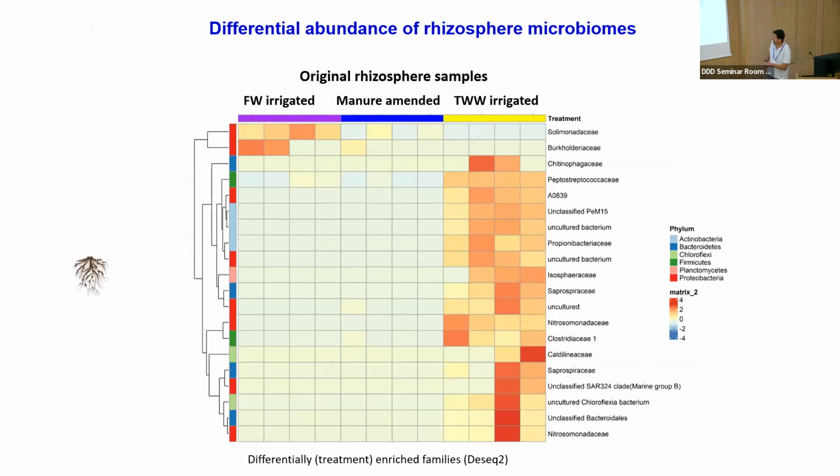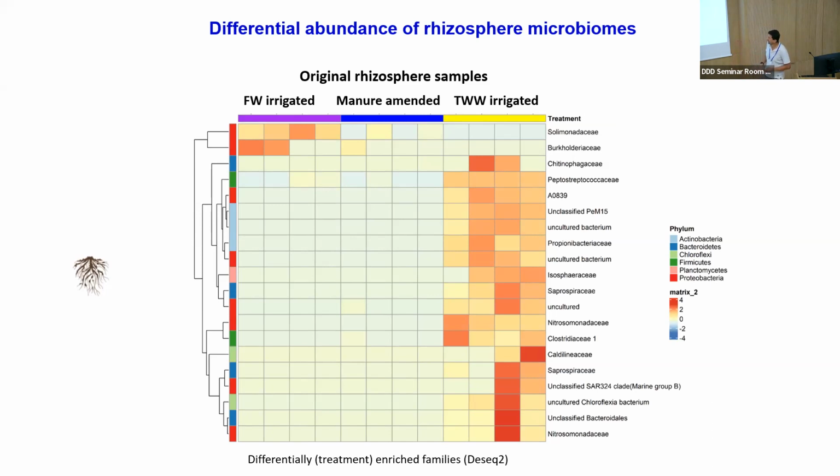So this is analysis done by DESeq2, which basically shows you the differentially specific phyla in the different treatments. So we have the freshwater irrigated, manure amended, and the treated wastewater irrigated. This is the direct analysis, so without the enrichment, and we see that there are a lot of different types of bacteria, like the Nitrosomonas, so ammonia oxidizers.